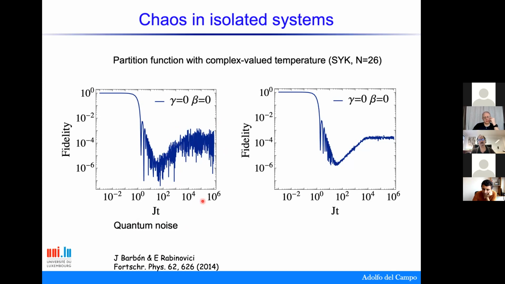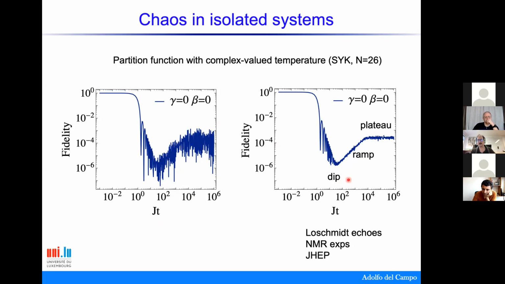So, to fix the terminology, I would refer to this part as the dip. This is the minimum value of the fidelity. There's the ramp, which stems from correlations between eigenvalues in the system, and there's the plateau. And by the way, these general features of the spectral form factor or the fidelity have appeared in different contexts, going from Loschmidt echoes to NMR experiments and high energy physics.